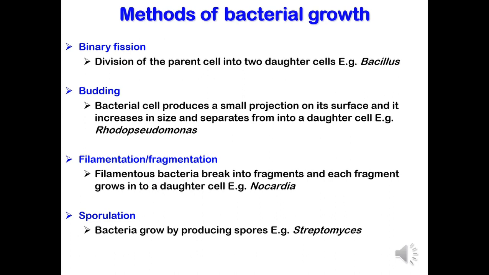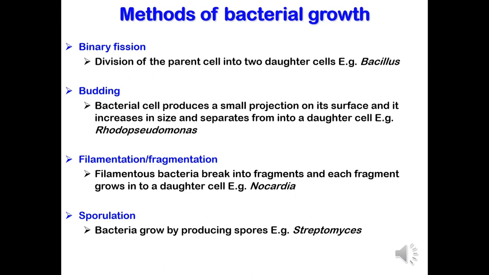Okay, and next we'll look at methods of bacterial growth. So we talked about binary fission in the last lecture. And if you remember, this is asexual reproduction of bacteria. And this is where the parent bacteria cell divides into two identical daughter cells. And this is the most common form of bacterial reproduction.